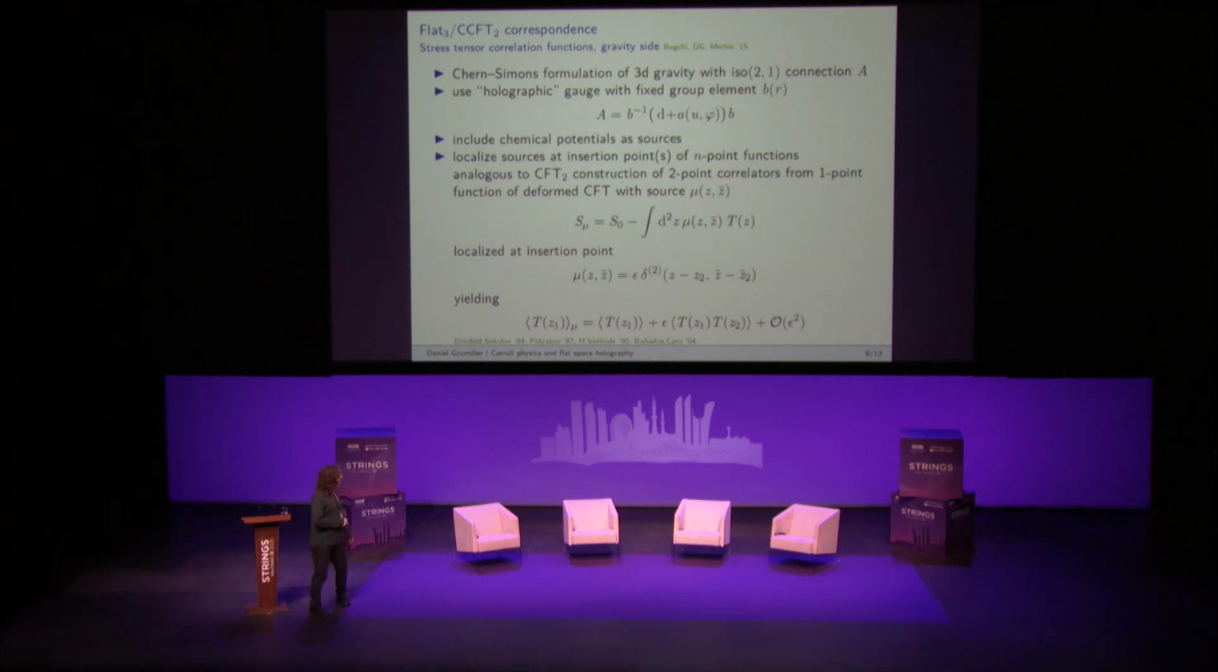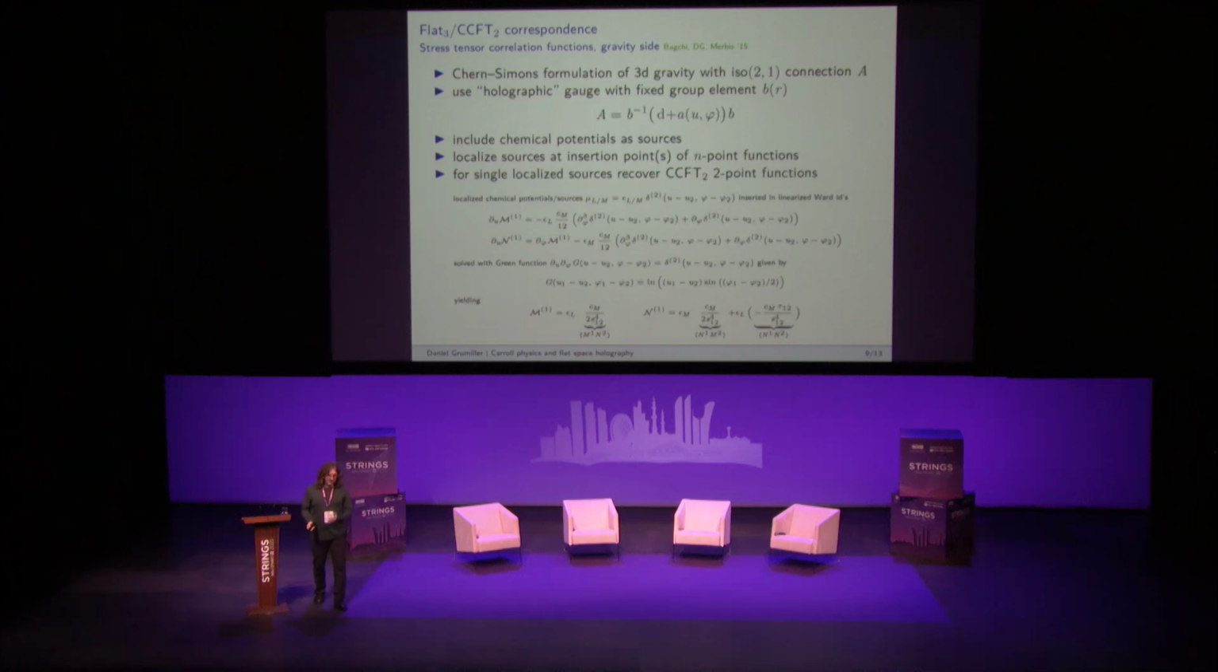And then we proceed more or less in the standard way, so we localize sources at insertion points of endpoint functions, and this is analogous to the CFT2 construction of 2-point correlators from 1-point functions where you deform the CFT with a source mu of z, couple it to the stress tensor, and localize it at the insertion point, dressed by some bookkeeping parameter epsilon in which you linearize. And then the 1-point function of the deformed CFT is given by the 1-point function of the original CFT, plus an order epsilon term that computes the 2-point function. So in this way, by calculating this 1-point function, you get the desired 2-point function.